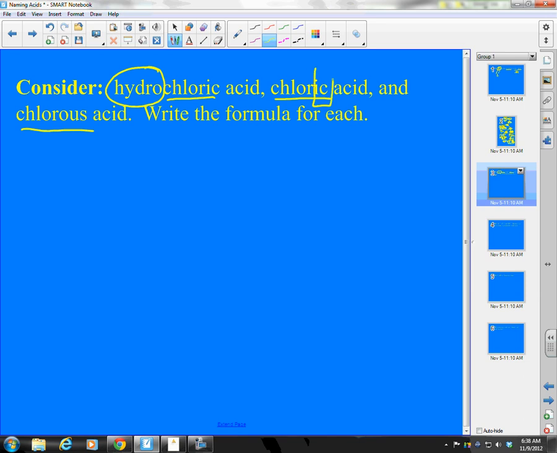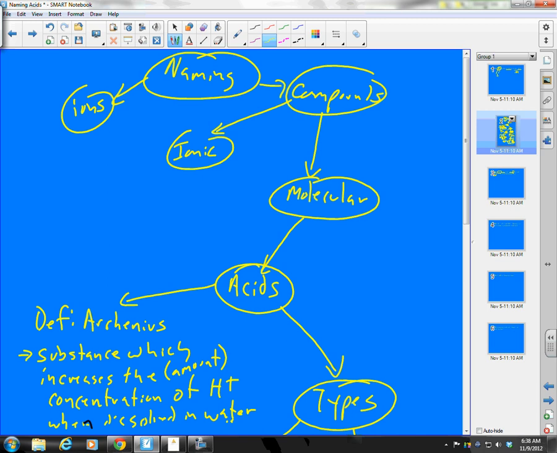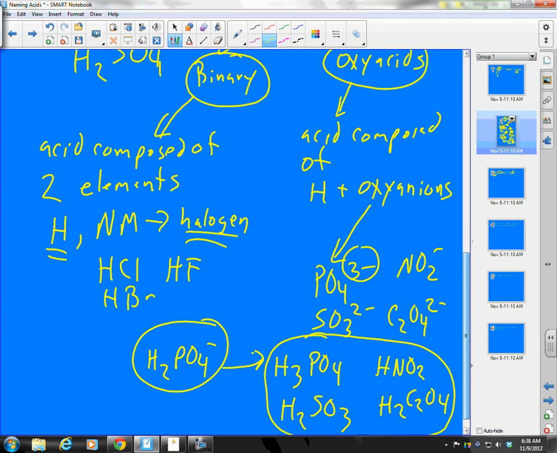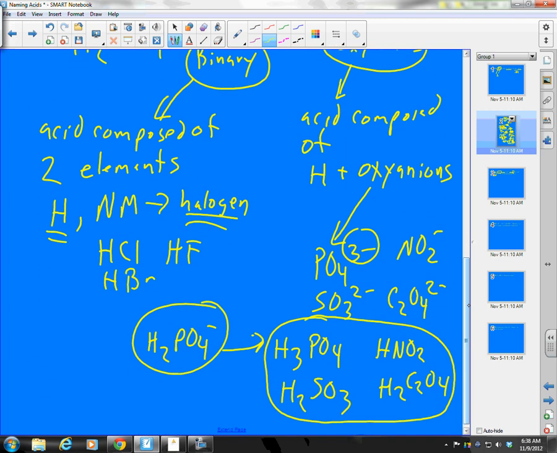This one has no prefix but ends in ic. And this one has no prefix and ends in us. Well, do you suppose that is a point of differentiation? And actually, it is. Let's go back to our acids. Let's look at our types. And let's talk about naming.